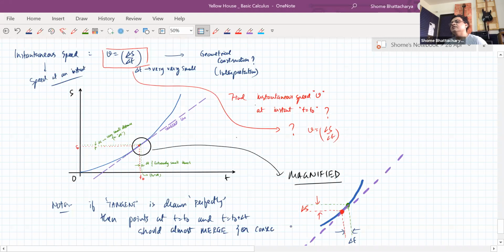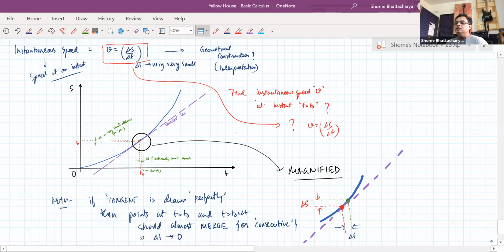They should be consecutive to each other. So that basically means that delta t should be tending to 0, so that those 2 points almost merge with each other. Okay. And in that case, I can see that my instantaneous velocity at the time t naught is nothing but the slope of the tangent. It is equal to tan theta.